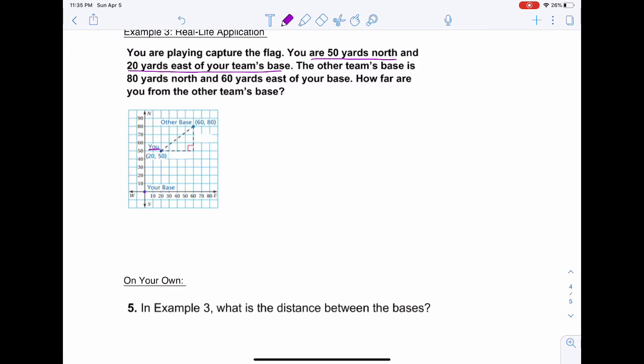The other team's base is 80 yards north and 60 yards east of your base. Entonces, de donde usted tiene su base, el otro equipo está right over here. Okay. How far are you from the other team's base? Entonces lo que ellos quieren saber es esta distancia, you al otro equipo.